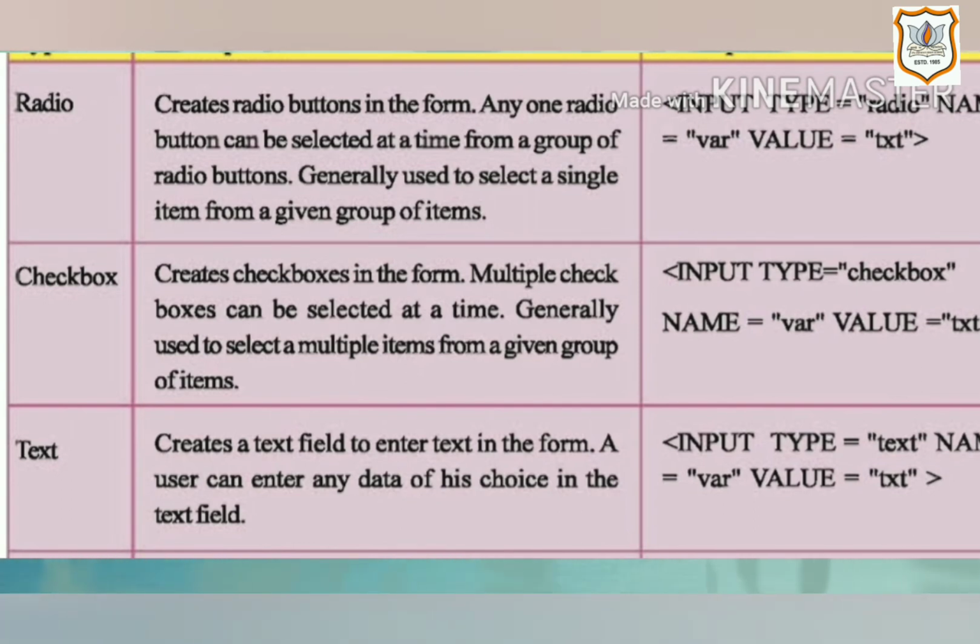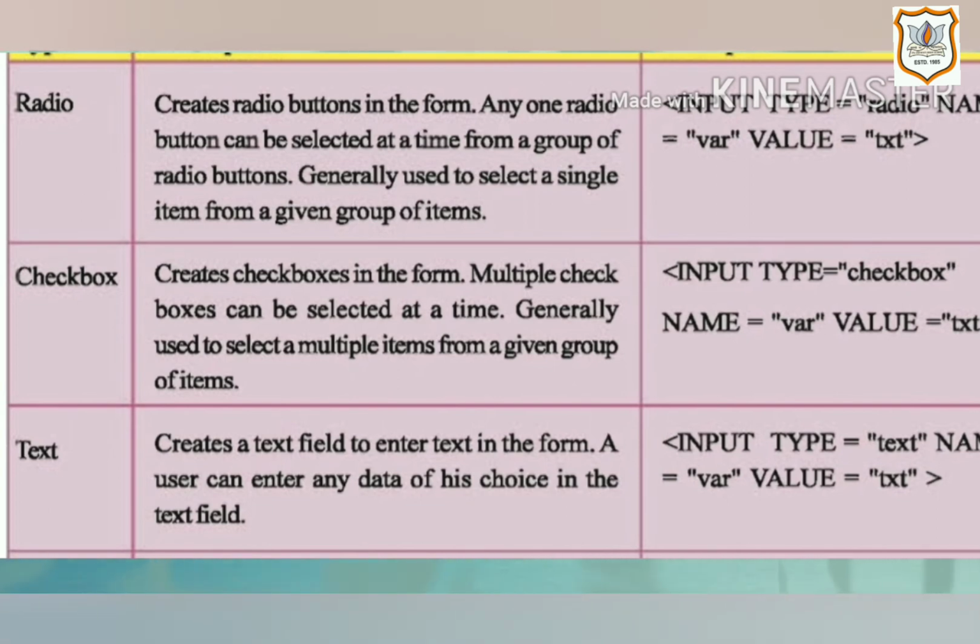Now second one is a checkbox. A checkbox is exactly what it sounds like. It's a box that you can click and it can be checked or unchecked. When the checkbox is checked, you are setting the checkbox to true. Example, input type equal to checkbox, name equal to variable and value equal to text.